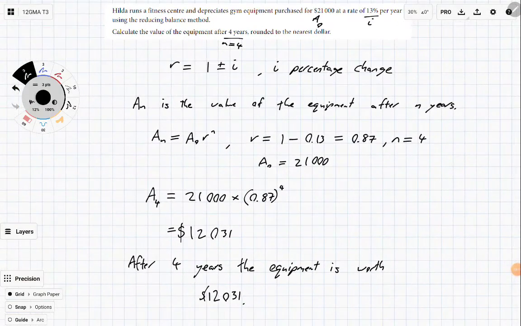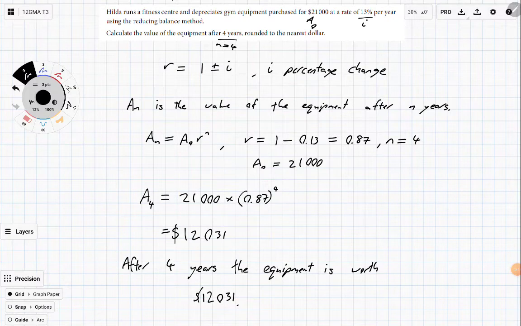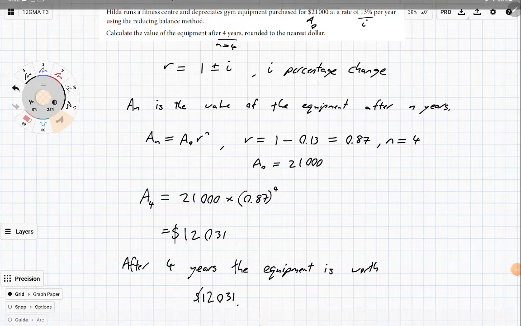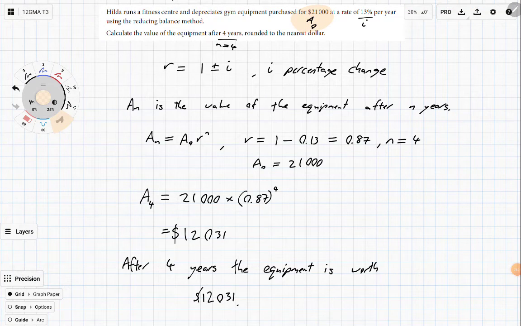So just make sure that you remember when dealing with depreciation, we're almost always going to be using the T0 form of the equation, and just remember R is equal to 1 plus or minus I, and it's plus when it's percentage increase, and it's minus when it's percentage decrease. And for depreciation, it's always going to be percentage decrease.